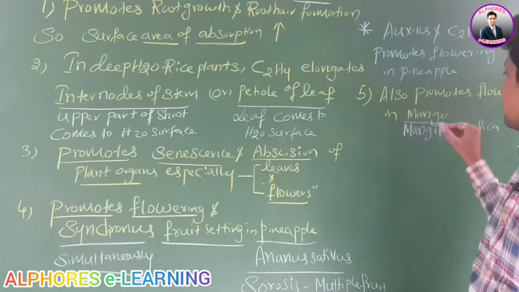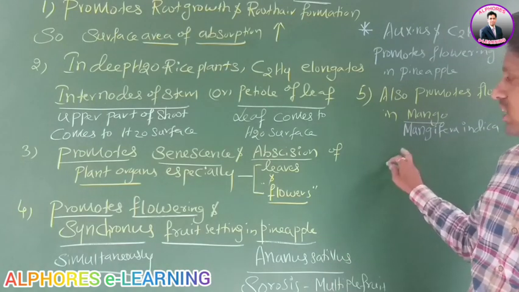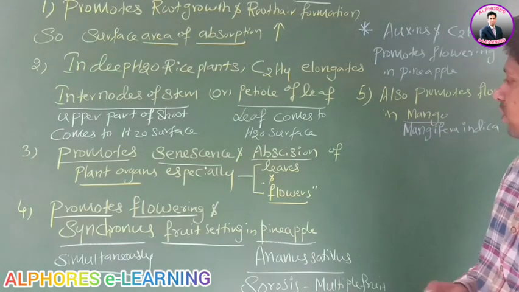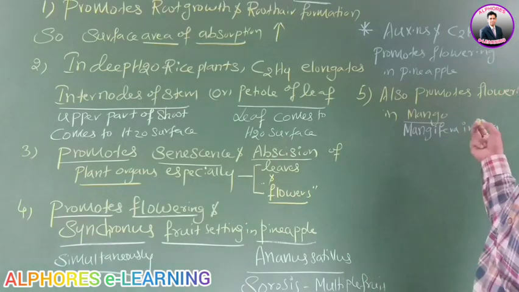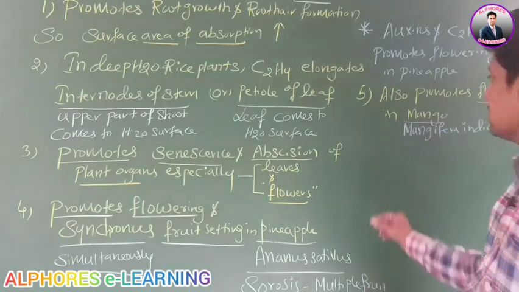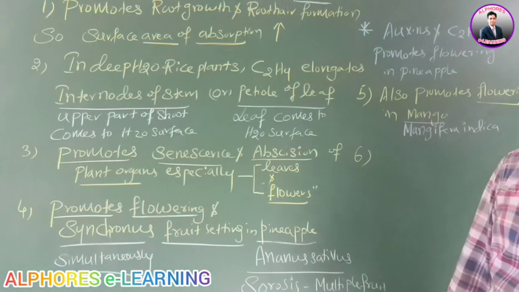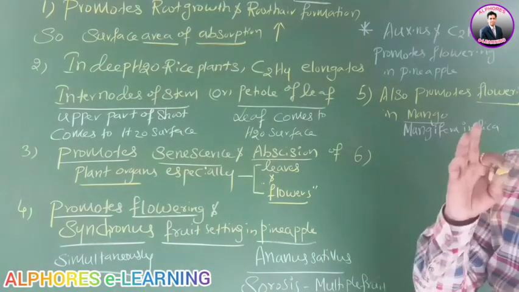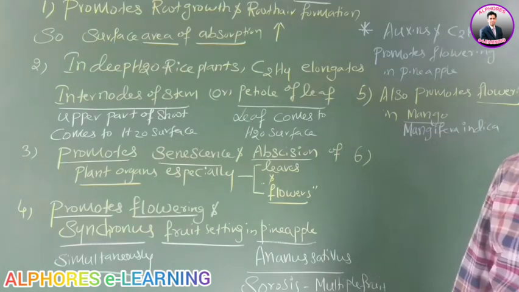Which fruit is present in the case of mango? Drupe is present in the case of mango. Therefore, this ethylene promotes flowering in pineapple. It also promotes flowering in the case of mango plant. Next, number 6. Ethylene helps in fruit ripening. That's why ethylene is called a fruit ripening hormone.